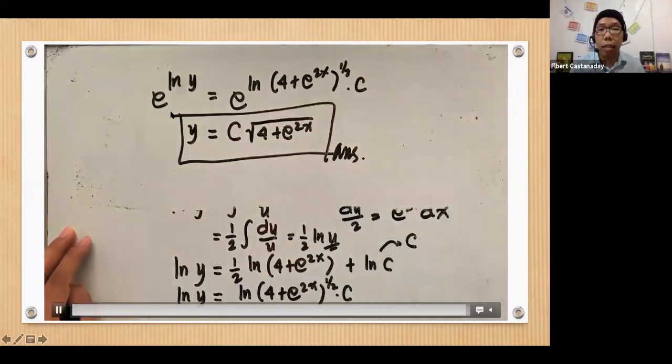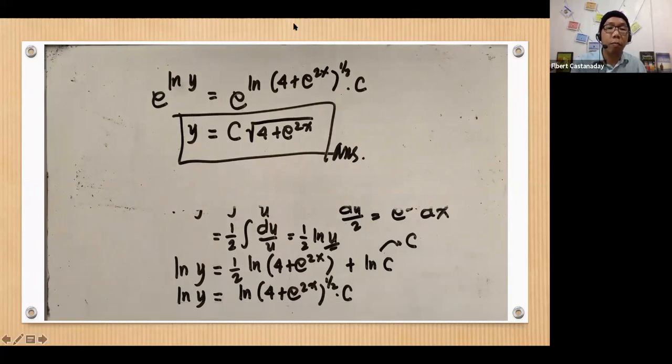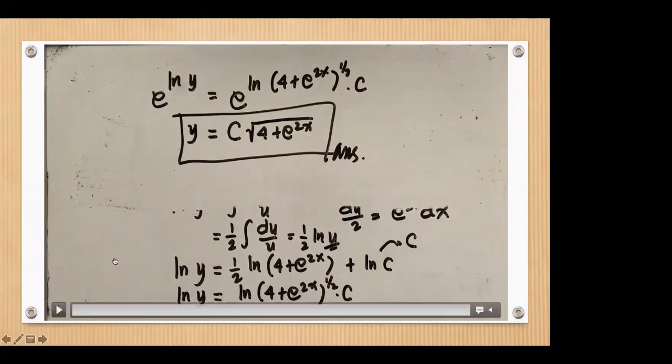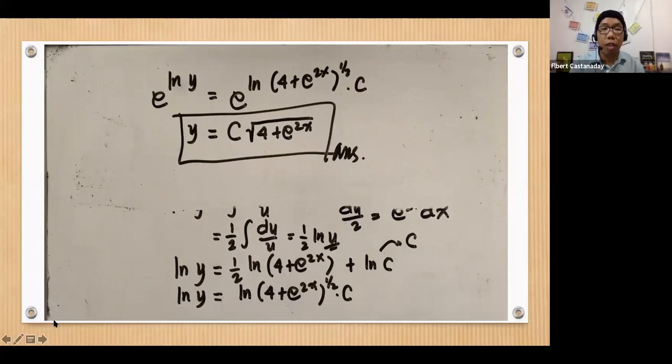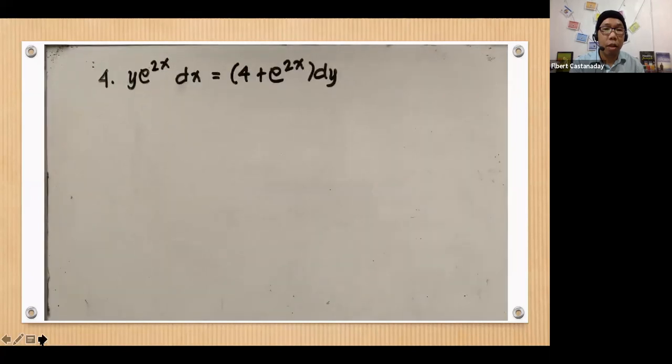Okay, any question, guys? This is not your final answer. This is in a form where your y is explicitly arranged, solving for y. Okay, any questions? Clarification? Do you follow? Yes, sir. Okay, that's good. That means you understood. Now we can proceed to the next part.